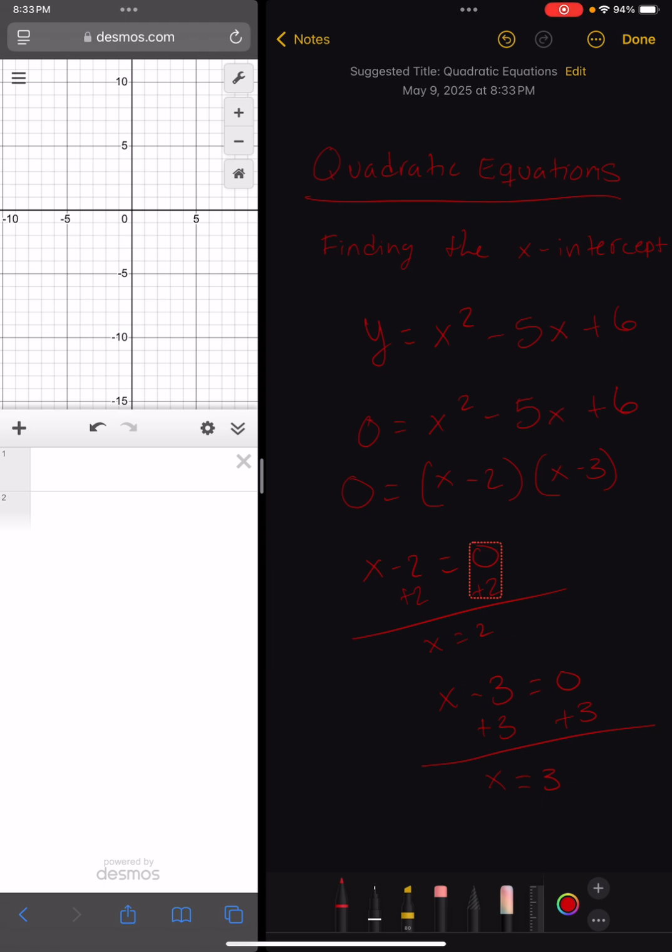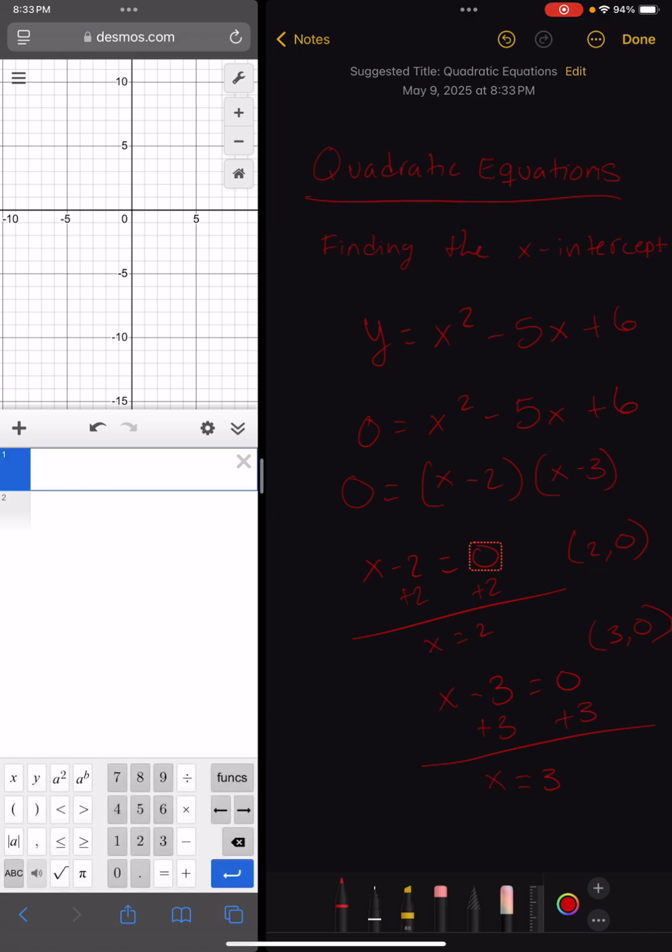We're working on a graph. And so Desmos helps them see that we're on a graph and what these coordinates actually mean. So the first coordinate is (2, 0), and the second coordinate is (3, 0). So the beauty with Desmos is you can just type in any equation and the entire graph will pop up. So on my left-hand side over here, I'm going to go ahead and type in our quadratic equation.